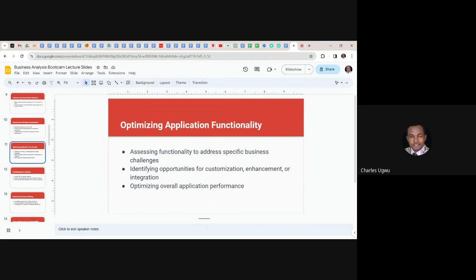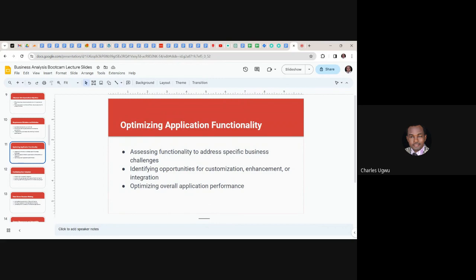Over time, we'll continue to optimize the way this application functions. I've used integration. When you implement an enterprise application, I will use Dynamics 365 CRM Sales as an example. By the time you finish implementing Dynamics 365 CRM Sales, it's not integrated with any third-party application.